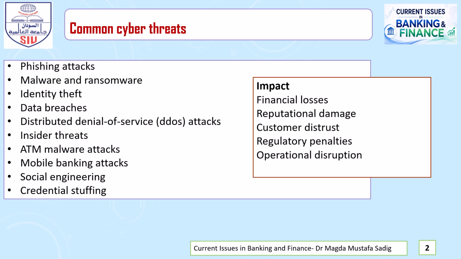Number eight, mobile banking attacks. As mobile banking grows, criminals increasingly target smartphones using malicious applications. Customers may unknowingly install fake banking applications. Number nine, social engineering. Social engineering manipulates human psychology instead of attacking technology. The attacker convinces employees or customers to reveal confidential information.